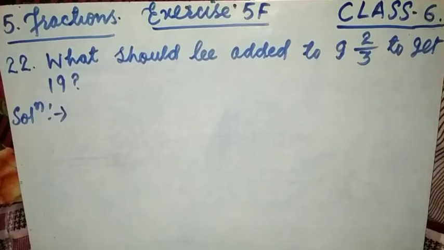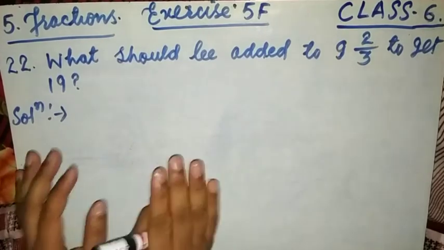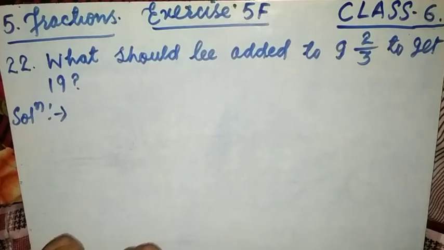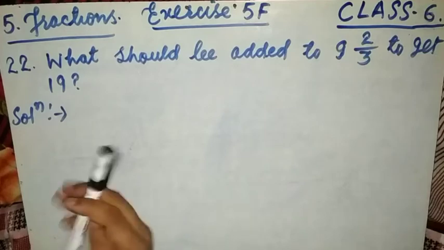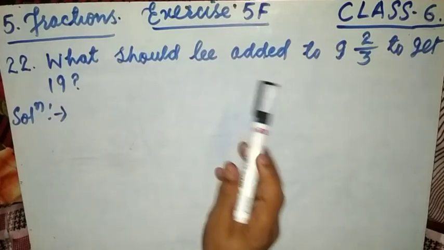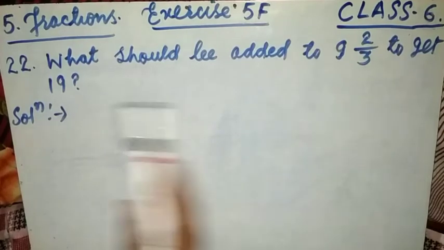Question number 22. I have taken question number 22. If you understand this question very carefully, then we will be able to solve similar types of questions. There is no problem at all. So look. What should be added to 9 2/3 to get 19?